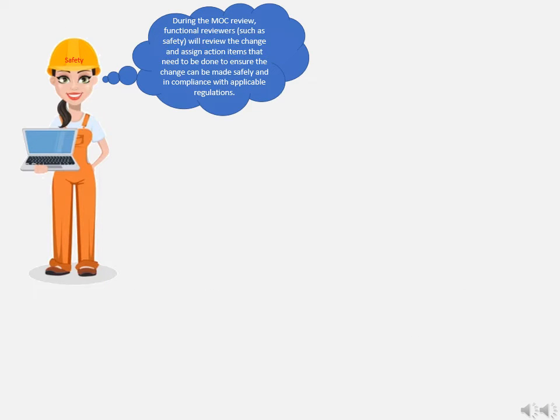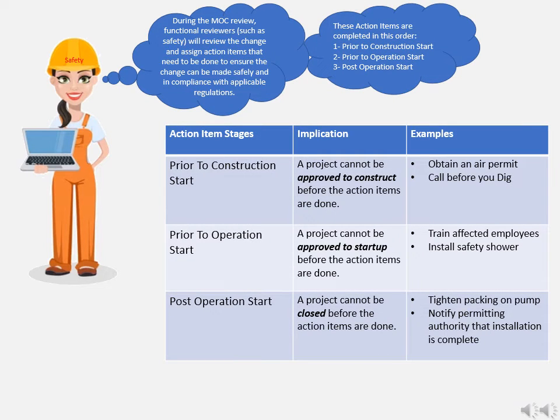During the MOC review, functional reviewers such as safety will review the change and assign action items that need to be done to ensure the change can be made safely and in compliance with regulations. These action items need to be completed in this order. First, prior to construction start. Second, prior to operation start. And third, post-operation start. On prior to construction start action items, the project cannot be approved to construct until the action items are done.